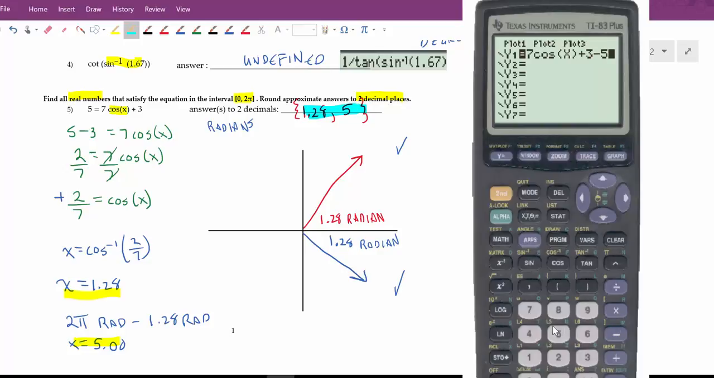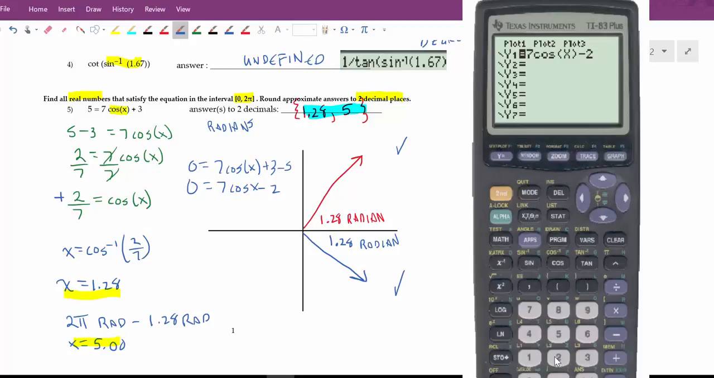So what I'm really doing on this problem, if I want to do it this way, is I'm just saying 0 equals 7 cosine of x plus 3 minus 5. So really that is 0 equals 7 cosine x minus 2. So let's just put it in like that then. So 7 cosine of x and then minus 2, like that.